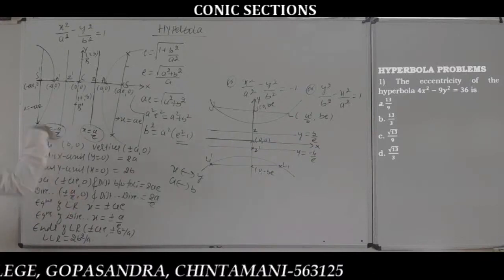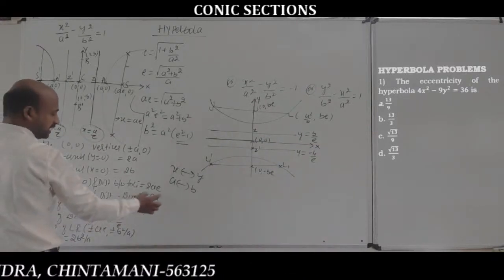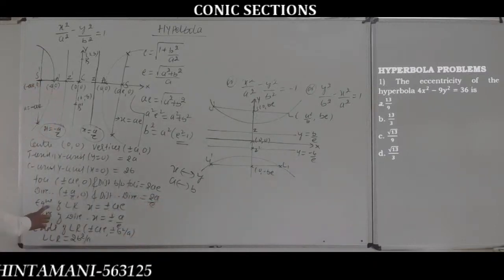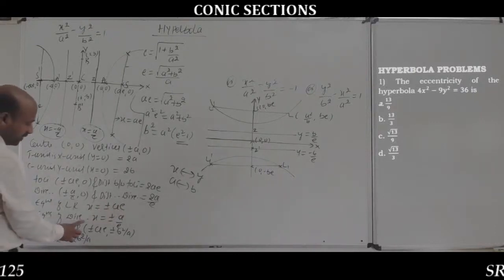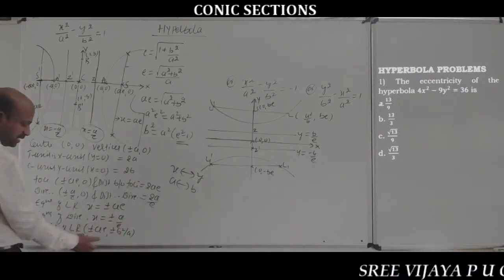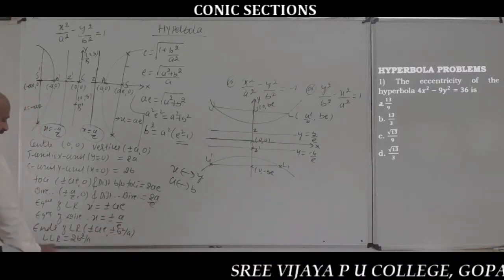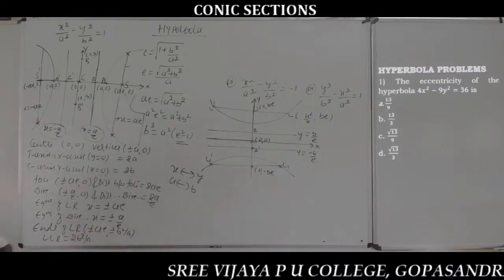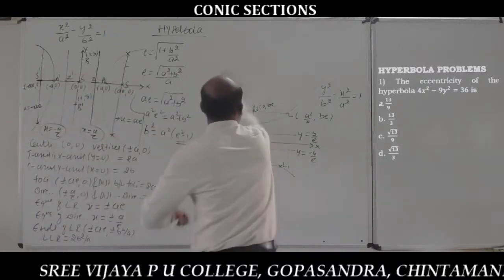Here, for the conjugate hyperbola, it becomes 0 comma plus or minus b by e. The distance between the directrices is 2b by e. Equations of latus rectum: y is equal to plus or minus be. Equations of directrices: y is equal to plus or minus a by e. Ends of latus rectum: plus or minus a square by b comma plus or minus b, and the length of latus rectum is 2a square by b. So these are the properties of the conjugate hyperbola.